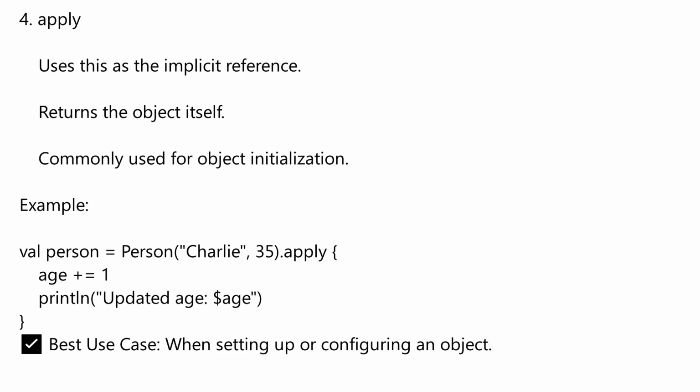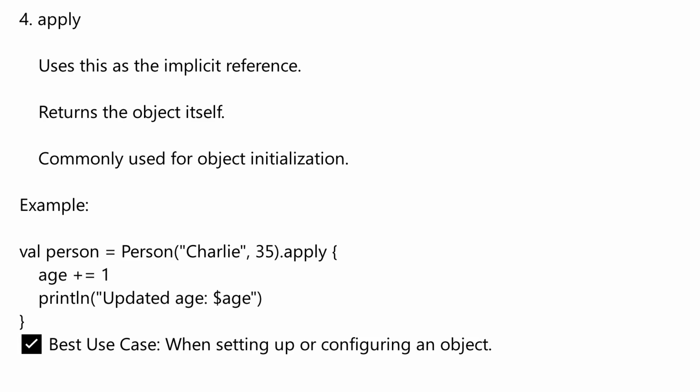The next one we are looking into is apply. Apply uses this as the implicit reference. It returns the object itself and is commonly used for object initialization, to configure an object.